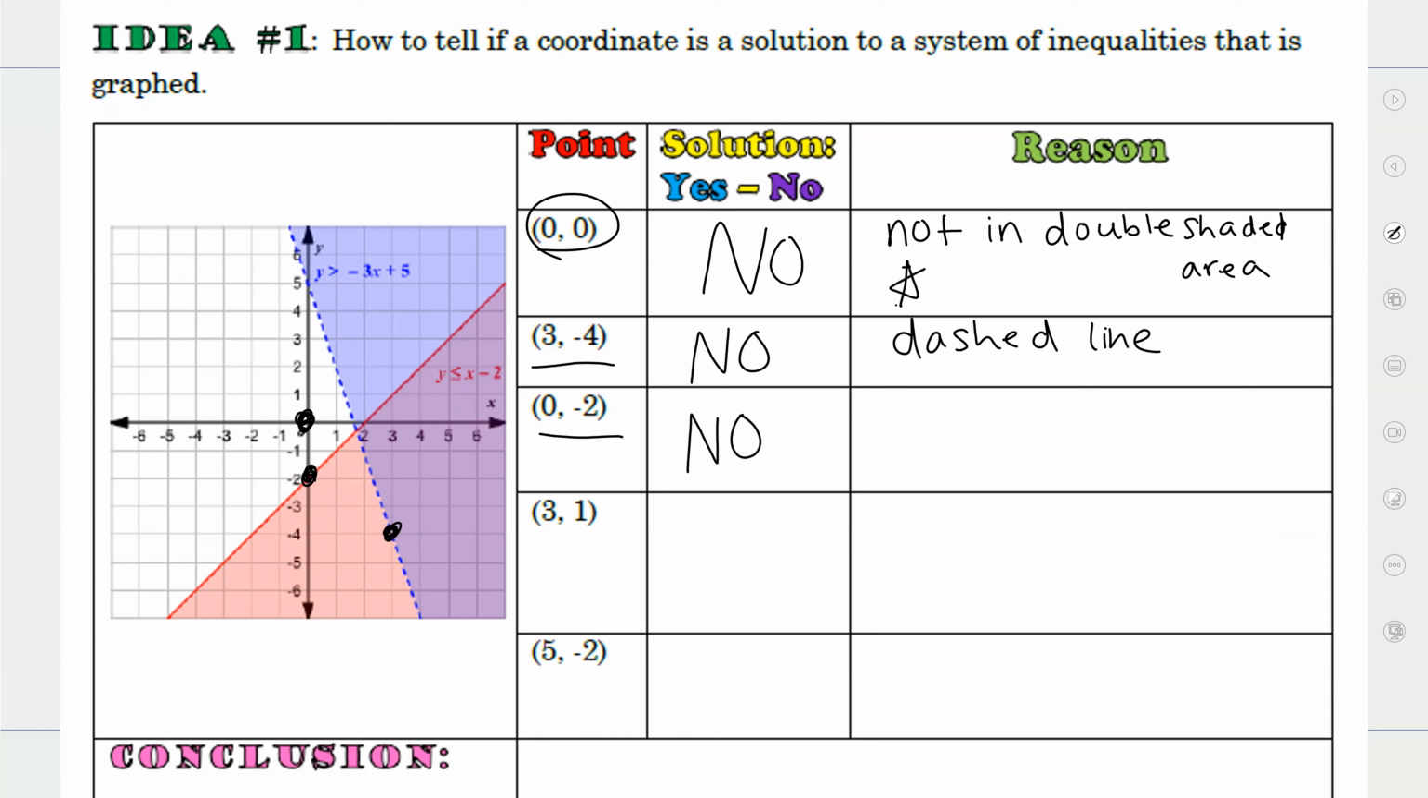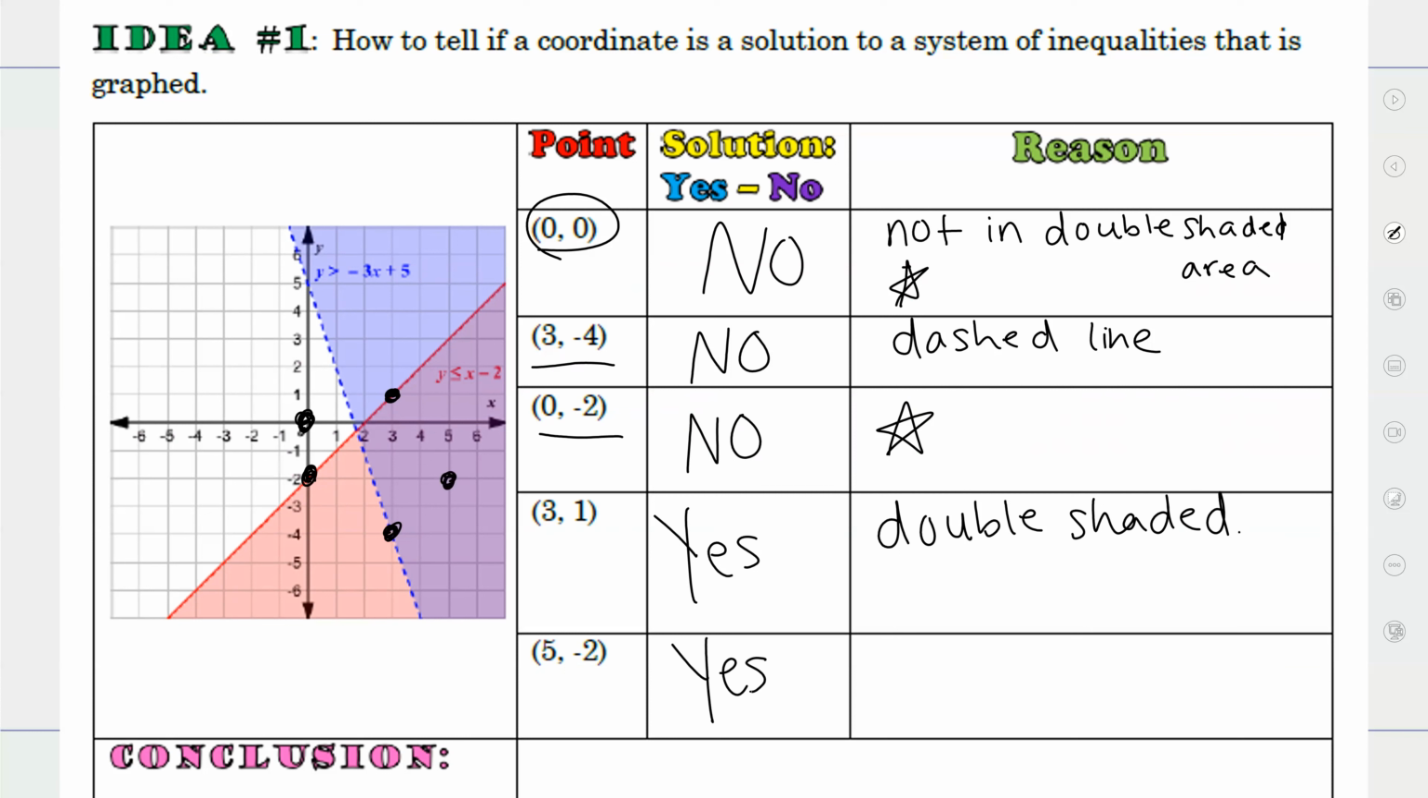So I'm going to put a star here. This is the same reason. 3, 1. That is a solution because it is in the double shaded area. It's on a solid line, so it's okay. 5, negative 2. That is in the double shaded area. So this is a solution. It's in the double shaded area.